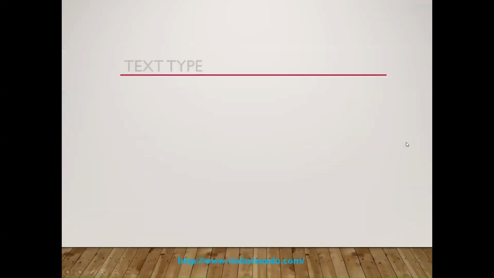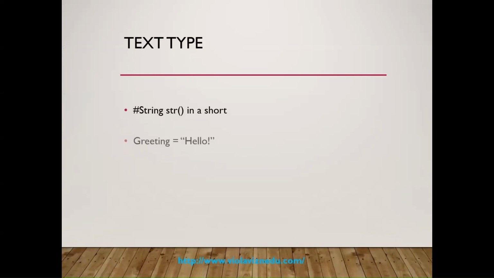So next we have the string data type. Strings in Python are identified as a contiguous set of characters represented in quotation marks. Python allows either single or double quotes. So if you assign hello to the variable name greeting, you have created a string in Python.